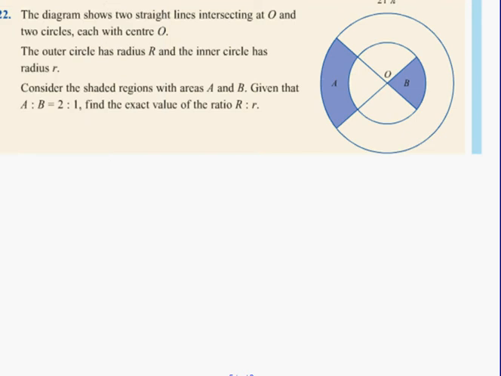Okay, the diagram shows two straight lines intersecting at O and two circles, each with centre O. The outer circle has radius R, so that would be this one here, call that big R. And then the inner circle has a radius of smaller r.